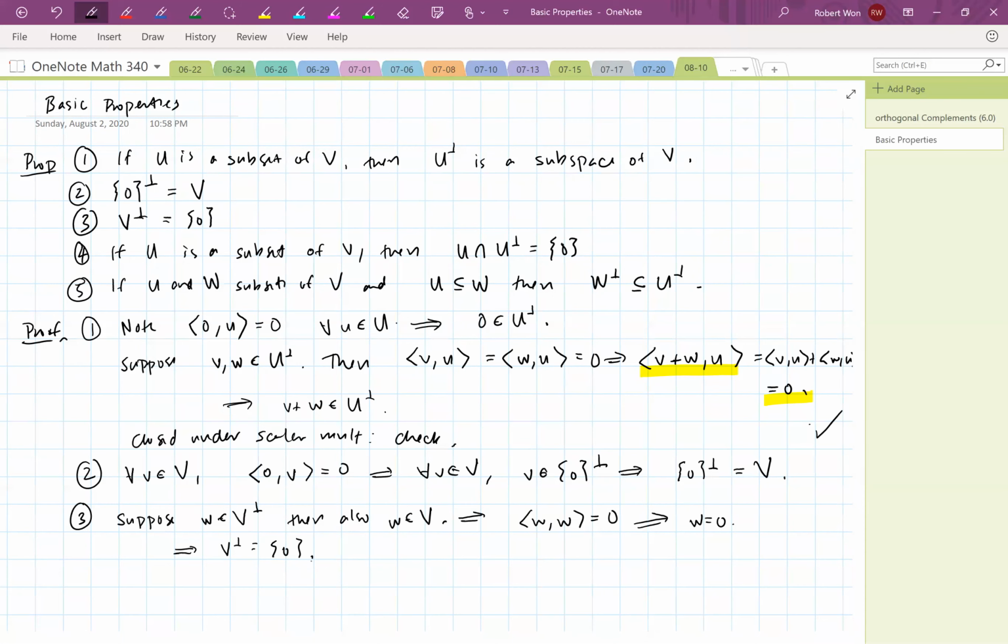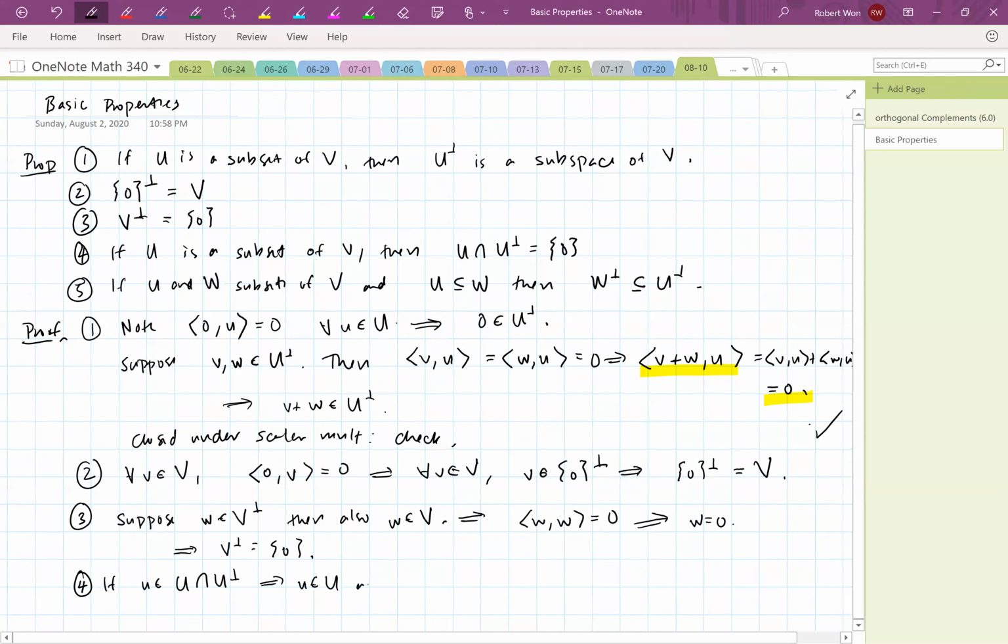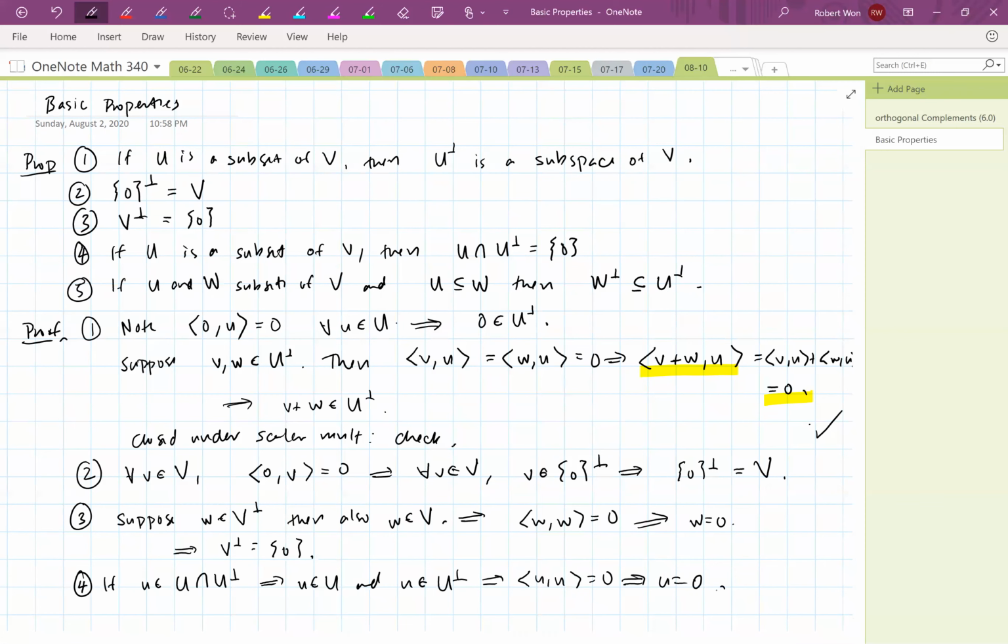Okay, and actually this same exact line of reasoning is what proves 4. If u is in U intersect U perp, then this means that u is in U and u is in U perp. And since u is in U perp, it means that it's orthogonal to every vector in U. In particular, it's orthogonal to itself. So the only thing in the intersection is just the zero vector. This is actually the exact same reasoning as 3, just applied to any subset.